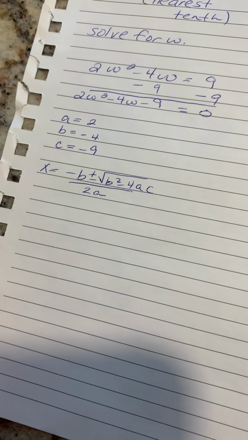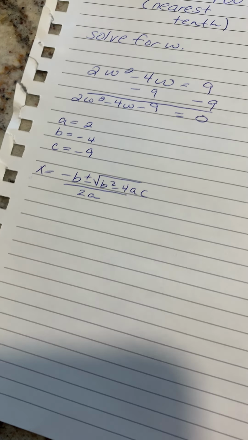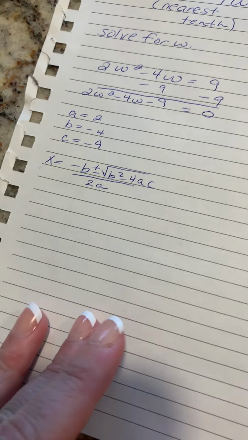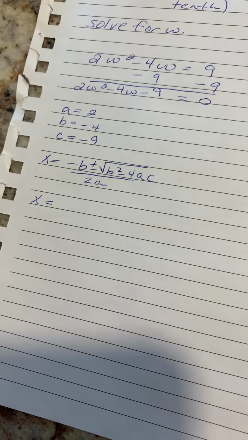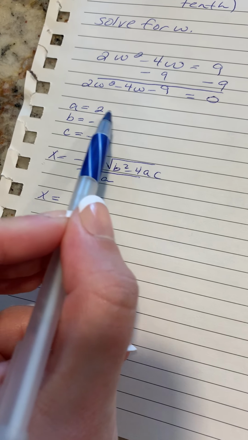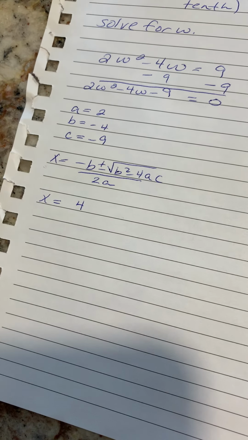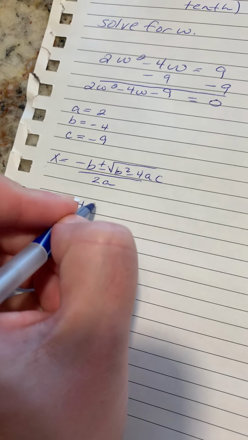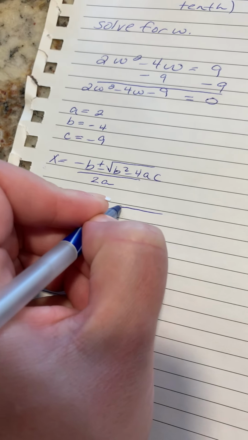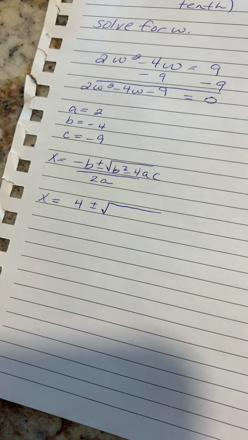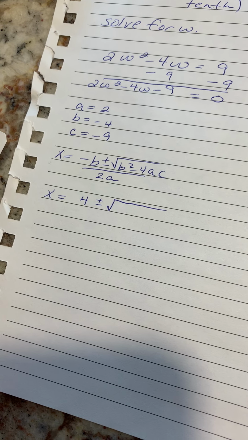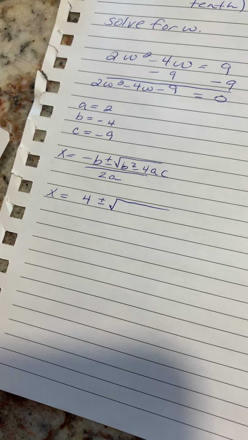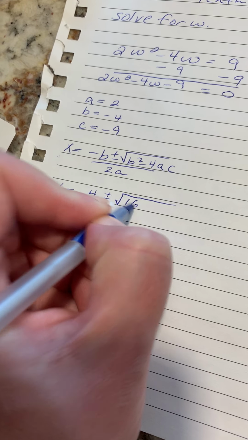Again, it's x equals, but we're finding w, same thing, just a different letter. So we're going to do x equals negative b. Remember, negative b is the opposite of b. So if b is already negative, we're going to change the sign to a positive. We always make it the opposite sign. Plus or minus the square root of b squared. So now I have to do negative 4 squared. Negative 4 times negative 4 would be 16.